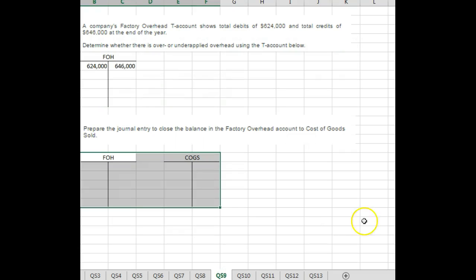So now, what do we got? Okay, here's applied factory overhead that's been recorded, and here's the actual overhead that has been recorded. So if you compare these two, you'll notice they aren't quite right.